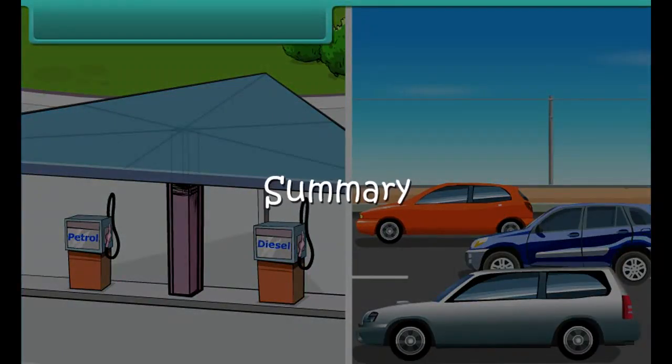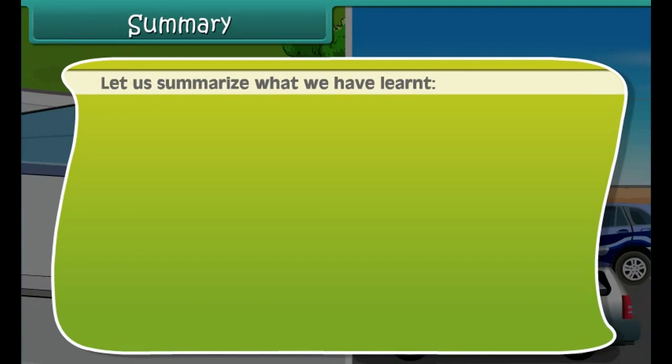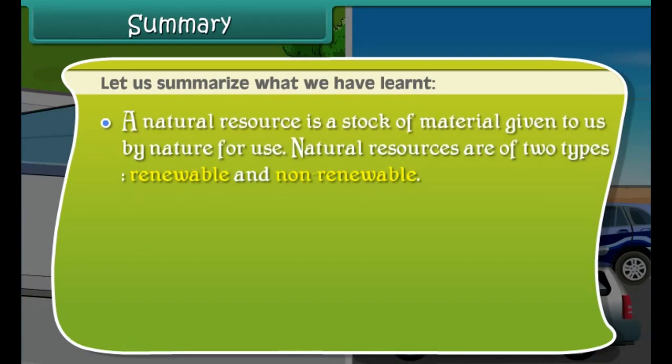Summary. Let us summarize what we have learned. A natural resource is a stock of material given to us by nature for use. Natural resources are of two types: renewable and non-renewable.